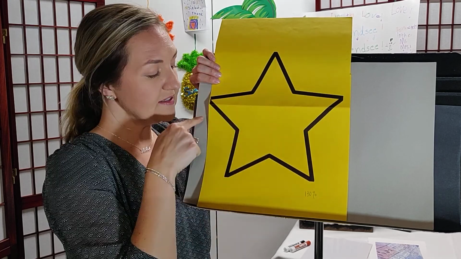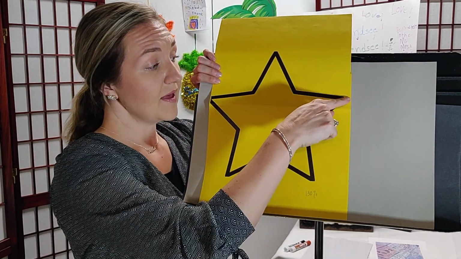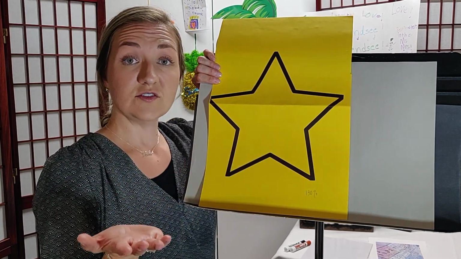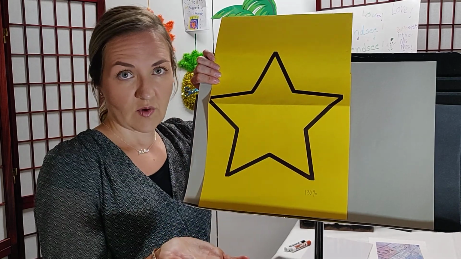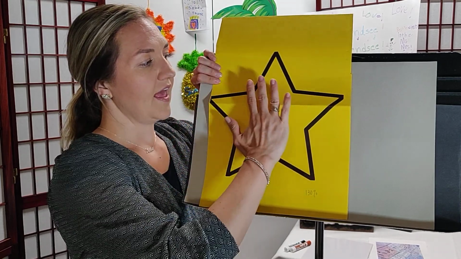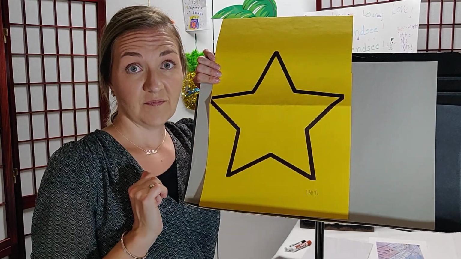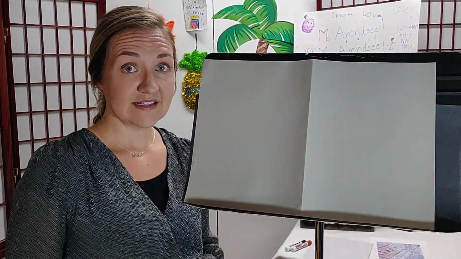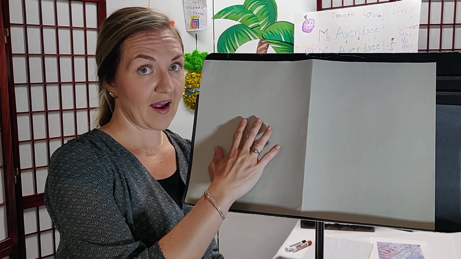Once you're done with your handprint, you're going to cut out the star. I would recommend leaving the black border. I think the black border looks nice, but that's your choice. If you want to cut off the black border, you can do that as well. So you're going to end up with a black handprint and the star that's been cut out. Once that's completed, you're going to glue it onto this gray background paper.